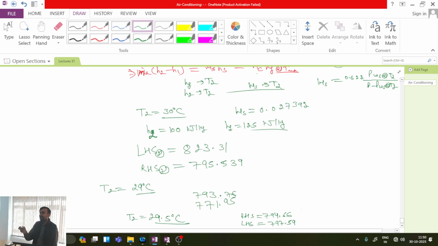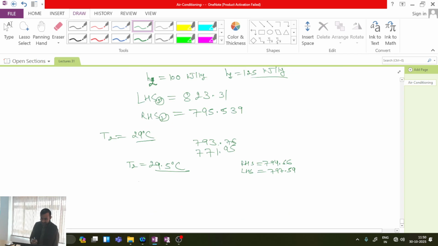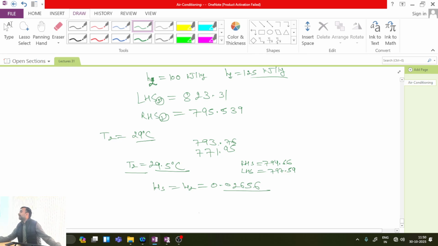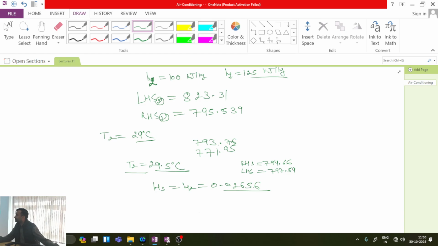These are very close. So it means I will be assuming that T2 is 29.5, and corresponding to this, what is my humidity? W2 is Ws is equal to W2 is equal to 0.02656. You got the point how to apply the trial and error method? Correct? Shall we go ahead with the next problem?